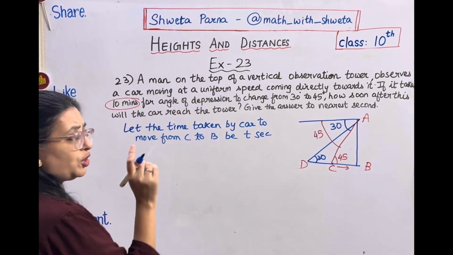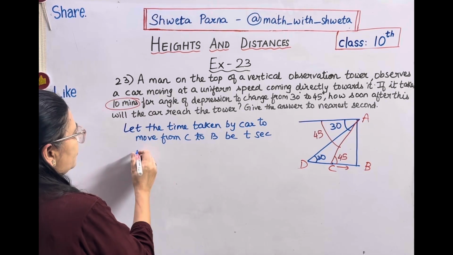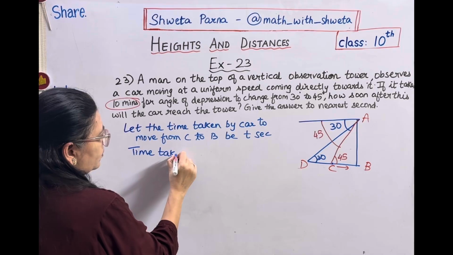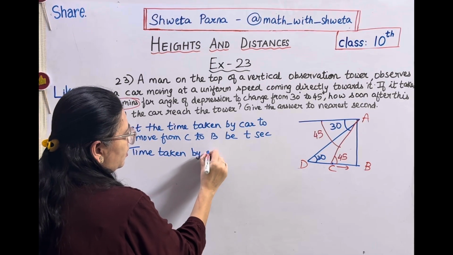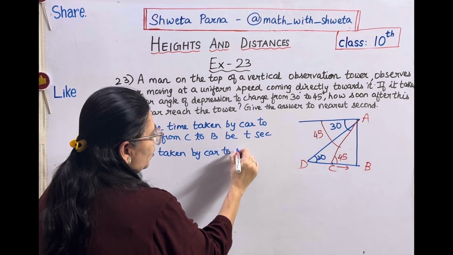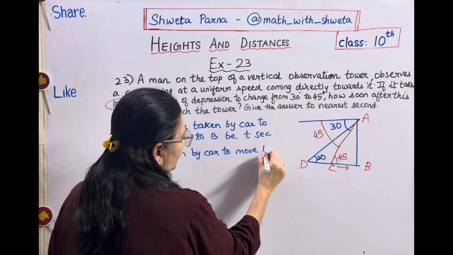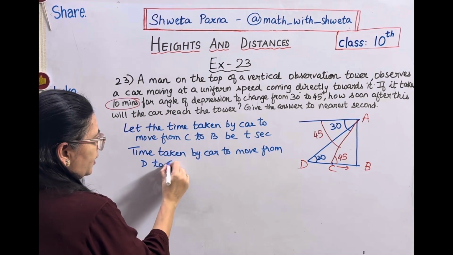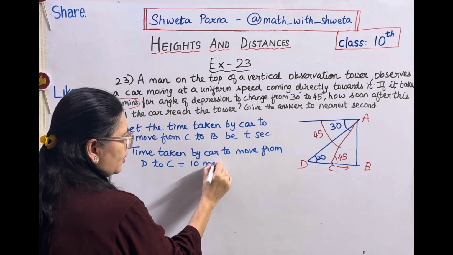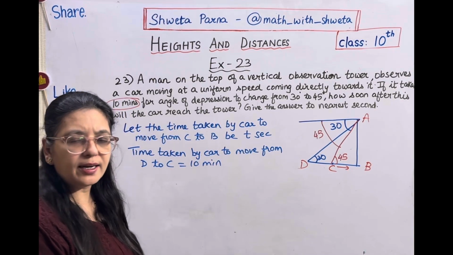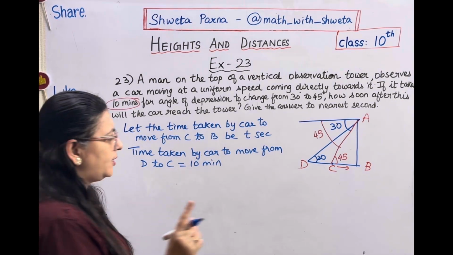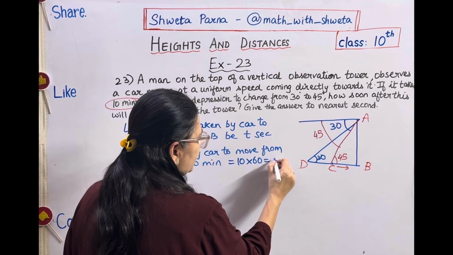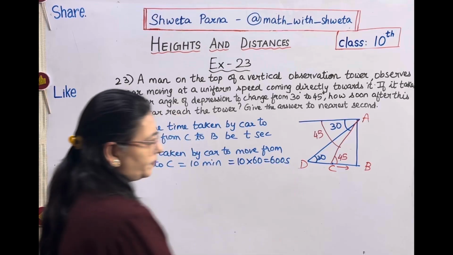Now here it is taking 10 minutes, here it is taking T seconds. So you will have to change the minutes to seconds. So time taken by the car to move from D to C is 10 minutes. Now convert minutes to seconds. 1 minute is 60 seconds. So 10 minutes will be 10 into 60, which is 600 seconds.